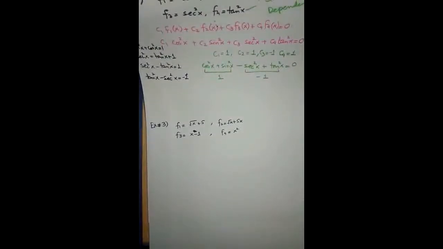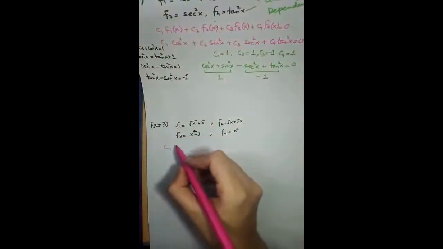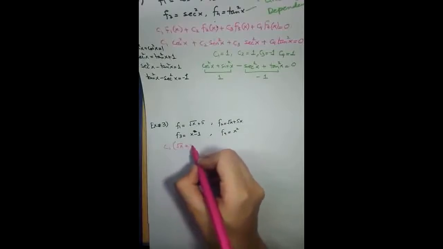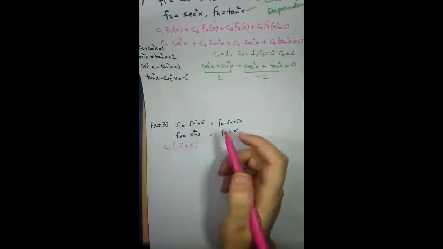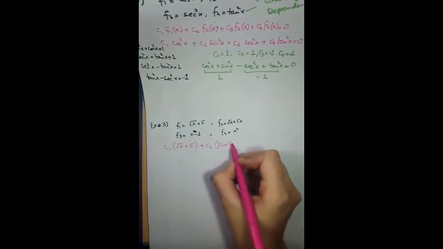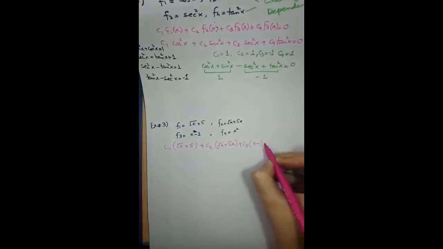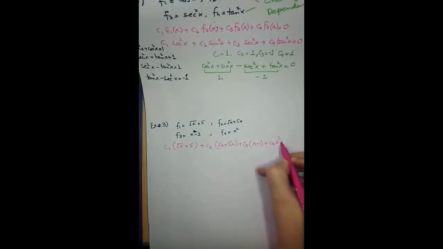4 functions, 4 combinations. So writing this combination, c1 f1 of x is under root x plus 5, guess, hit and trial method, plus c2 under root x plus 5x plus c3 f3 is x minus 1 plus c4 into x square equals 0. So this combination, what particular values of c1, c2, c3 and c4 make this combination equal to 0? Think about it and let me know.